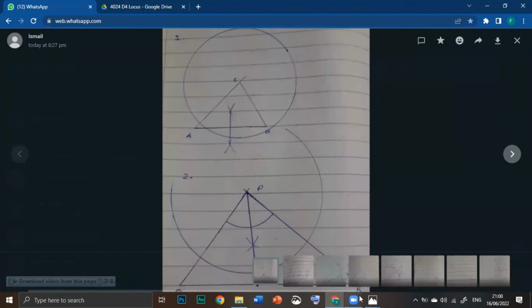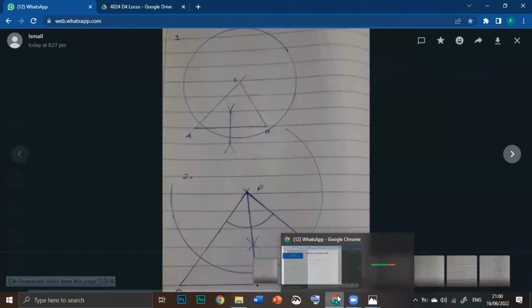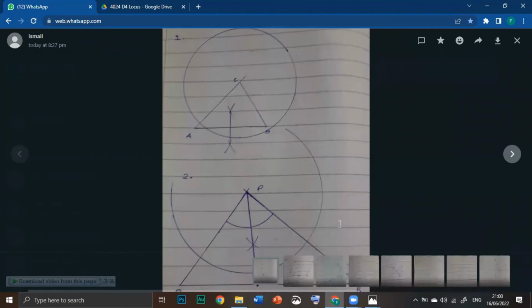Can you please read the question? PX is less than 5 centimeters. So first of all, we will convert the inequality into an equal sign. We will mark the fixed points. Which point is fixed, P or X? Sir, P. P is the fixed point.